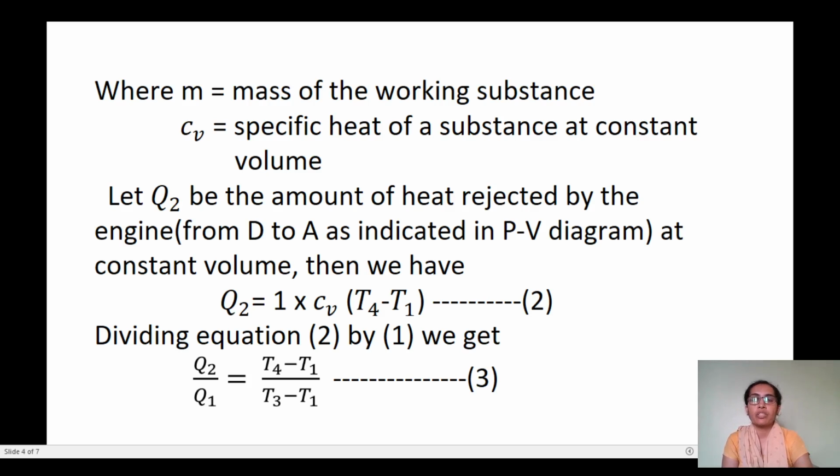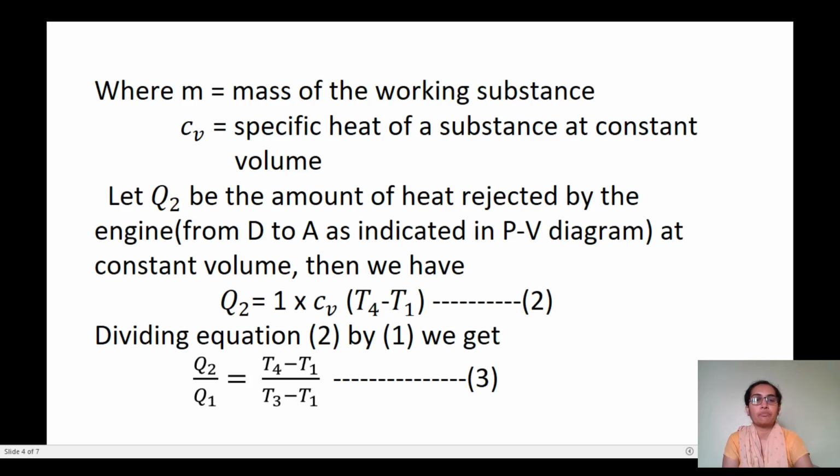So let Q2 be the amount of heat rejected by the engine from D to A as indicated in the PV diagram at constant volume. Then the expression for Q2 is given by Q2 equals 1 into Cv into (T4 minus T1). Call that equation 2. So now let us divide equation 2 by 1. We get Q2 divided by Q1 equals (T4 minus T1) divided by (T3 minus T2).